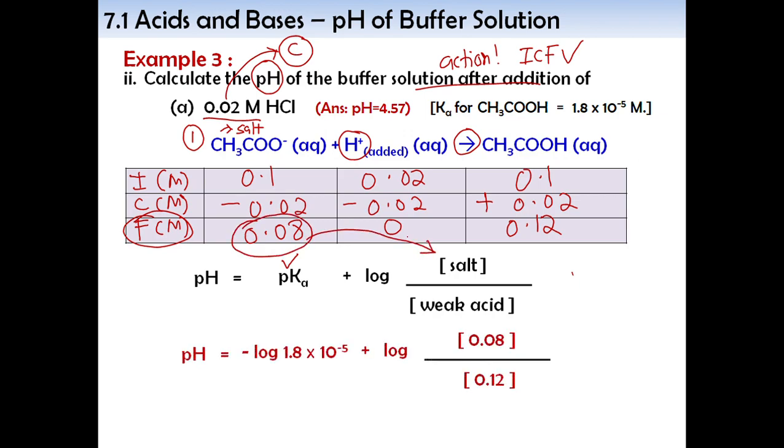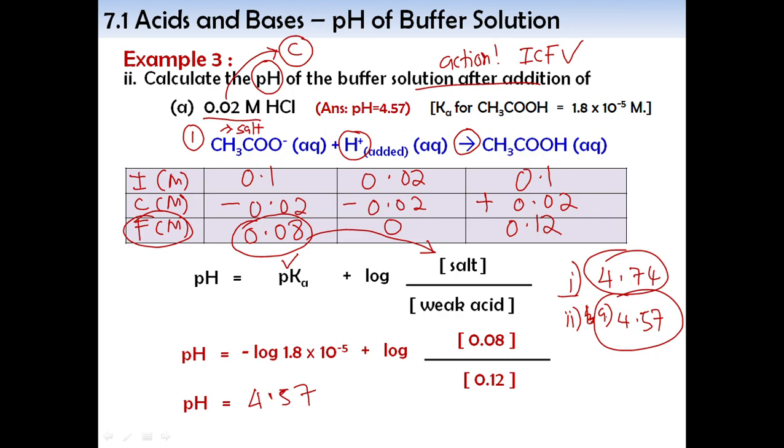So, please substitute into the formula and calculate the pH value. You should get 4.57. Okay, now. Initially, before we add anything to the buffer solution, we calculated the pH to be 4.74 in question 1. In this question, part A, when you add HCl, it becomes 4.57. There is a decrease, but very small. So, that's why it's not much affected. So, we have proof that the pH of the buffer solution is indeed maintained.